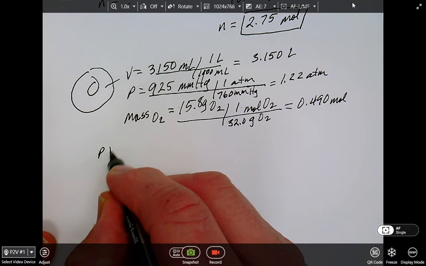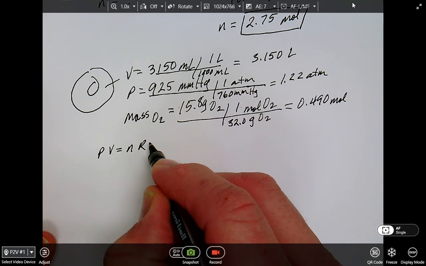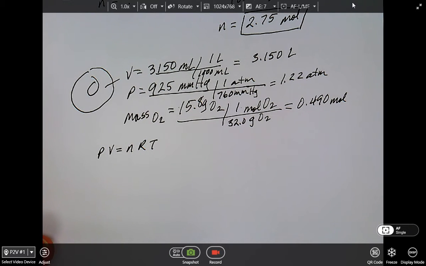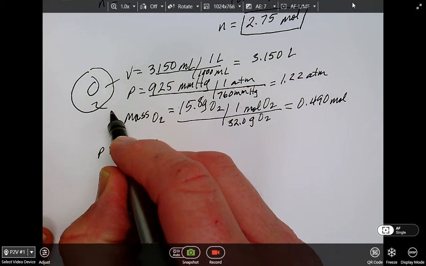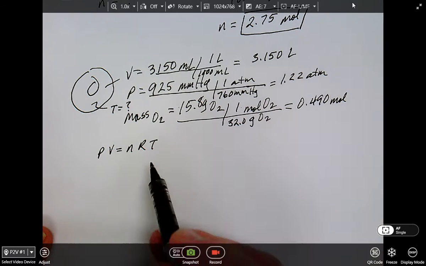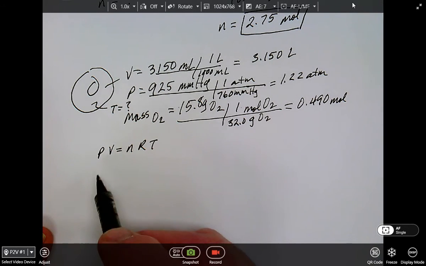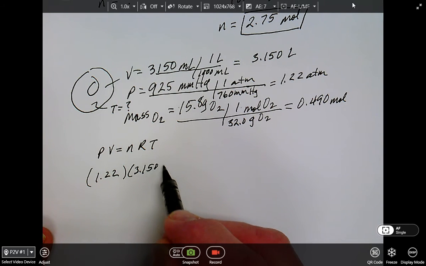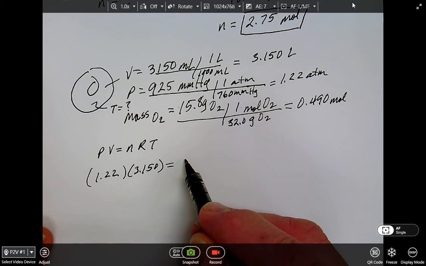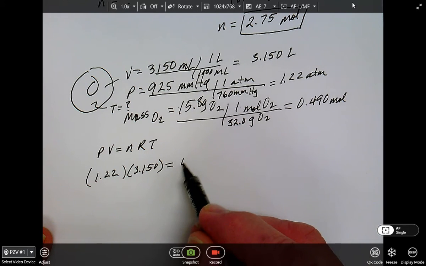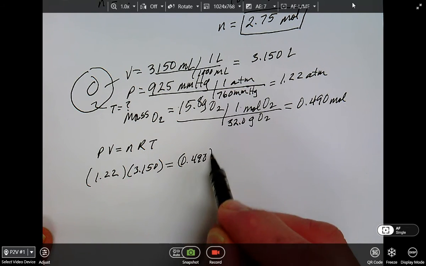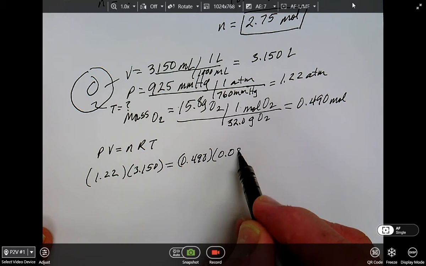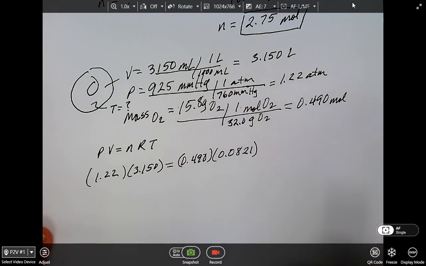So we're going to say PV equals nRT. And what are we trying to find out? Well, we're trying to find the temperature. So we're going to solve for T. So our pressure is 1.22. We'll multiply that times the volume, which is 3.150, times our n. Okay, well, that's our moles. So that's 0.490 times our gas law constant, 0.0821. You need to get that memorized. And then we're trying to find T.